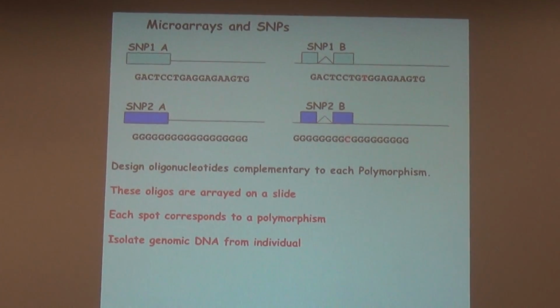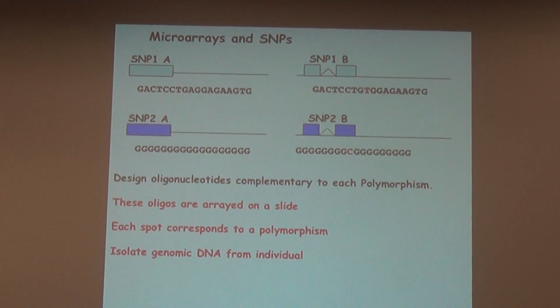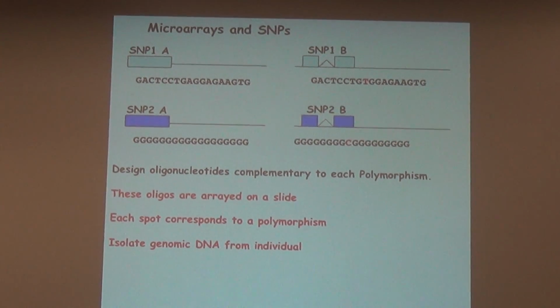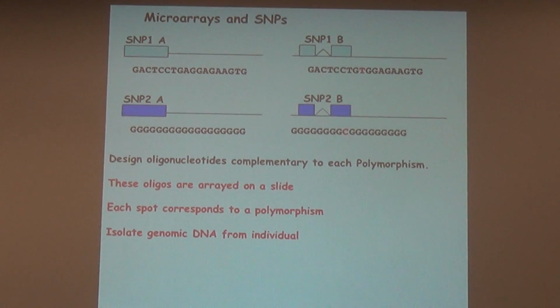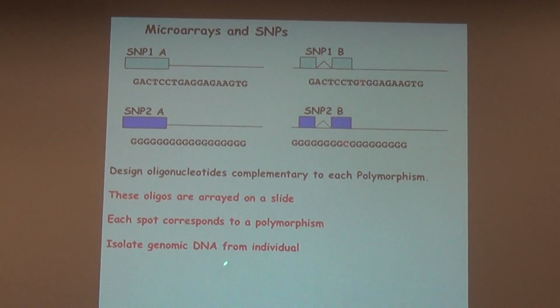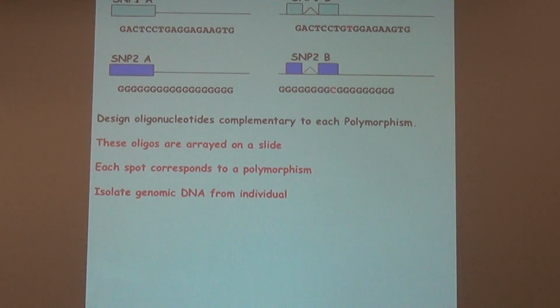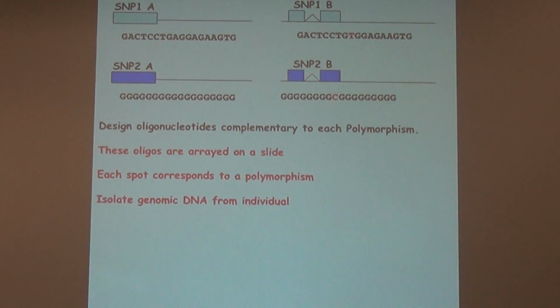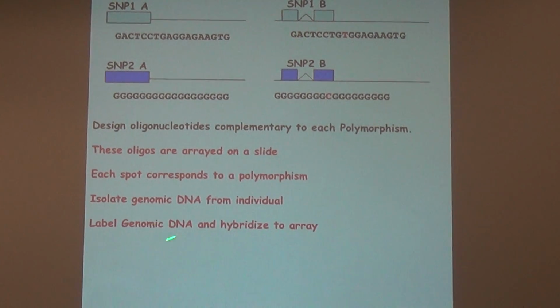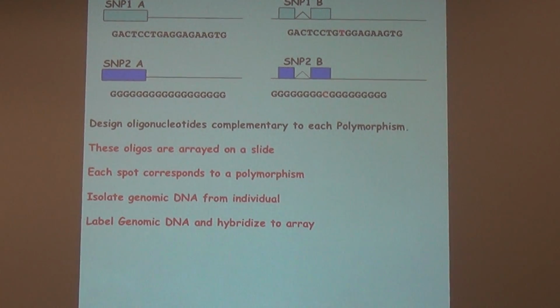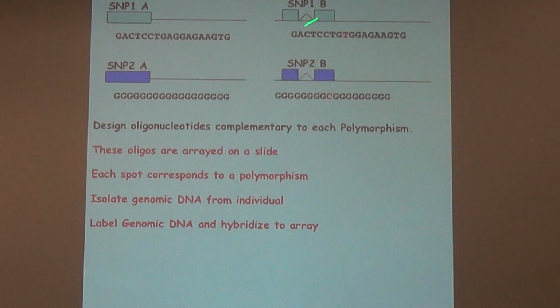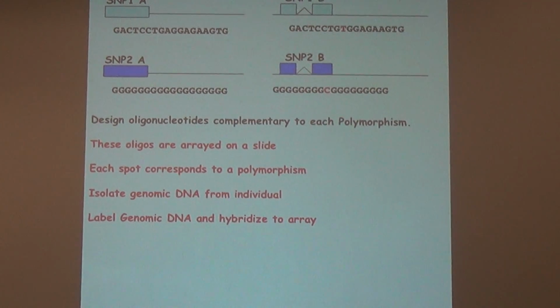So each spot corresponds to a particular sequence polymorphism. You design these primers and you lay them out on the dots. Then you isolate genomic DNA from an individual, label the genomic DNA with a fluorescent dye, and then you add it to the microarray and let it hybridize.